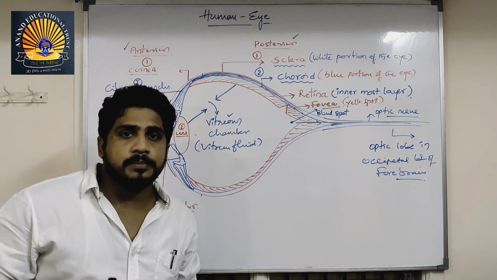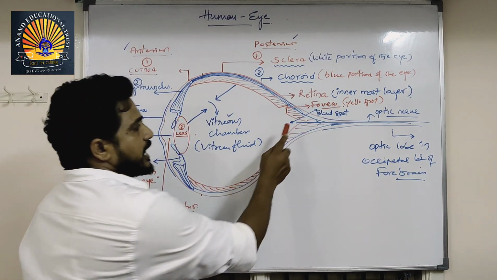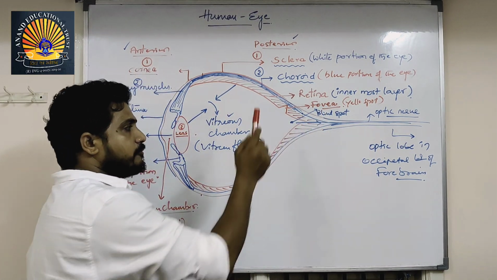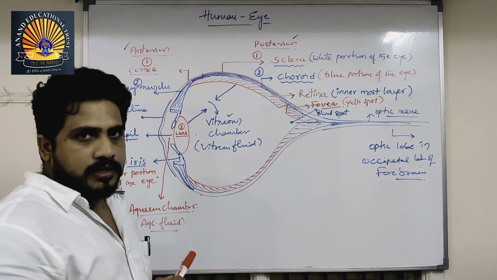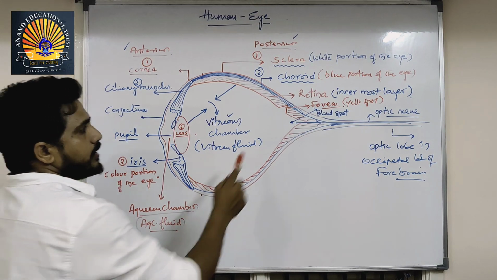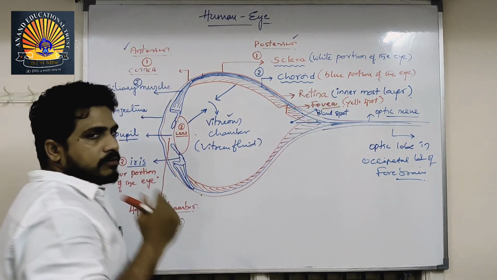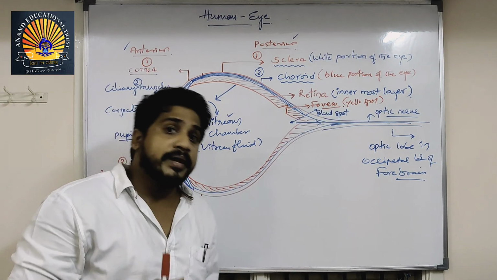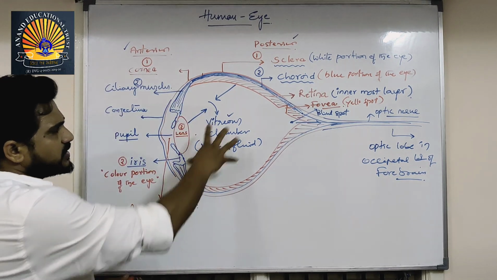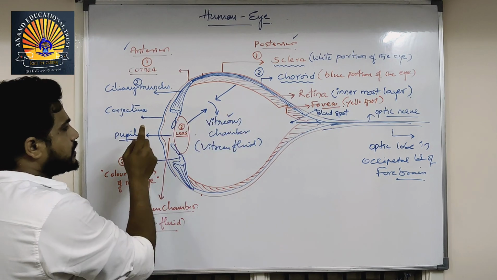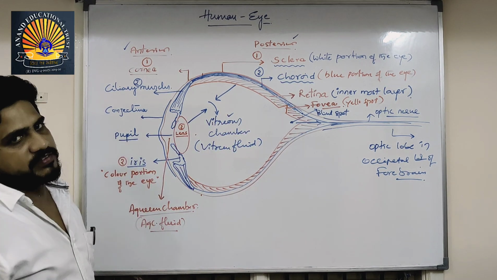Retina is made up of photoreceptor cells. Photoreceptor cells are absent here. That is called the blind spot. From the blind spot, the optic nerve leads towards the optic lobe in the forebrain. And the fovea is the region where photoreceptor cells are rich, mainly cones. They form very bright pictures. Clear? And this is the vitreous fluid present in the vitreous chamber. This is aqueous fluid present in the aqueous chamber.